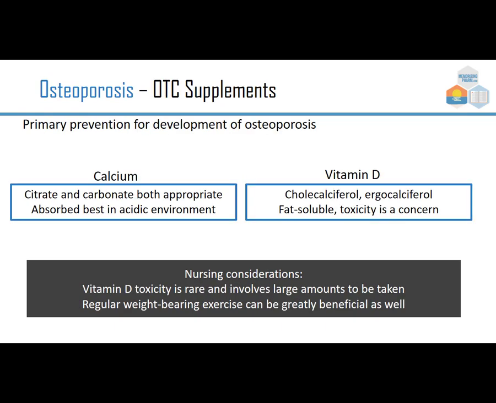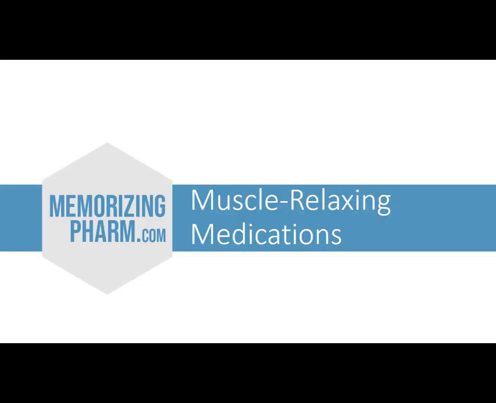OTC supplements include primary prevention for the development of osteoporosis, so calcium citrate and carbonate, both appropriate, absorbed best in an acidic environment. Vitamin D is cholecalciferol, ergocalciferol, fat-soluble. Toxicity is a big concern. Vitamin D toxicity is rare and involves large amounts to be taken. Regular weight-bearing exercise can be greatly beneficial as well.